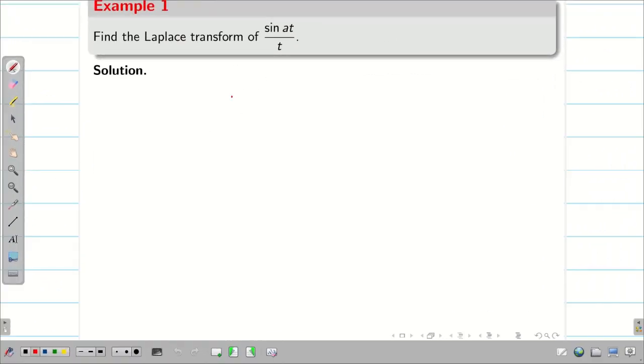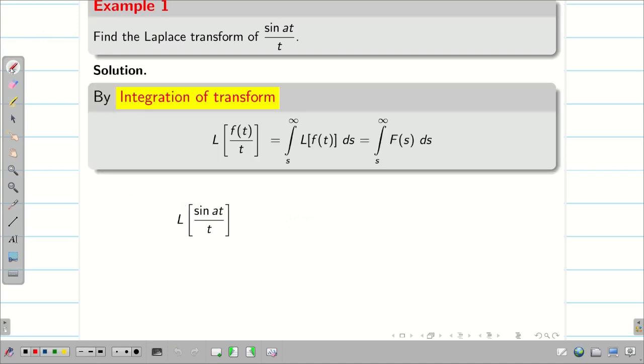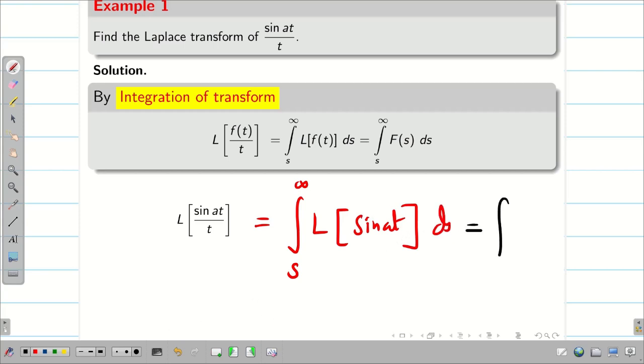Find the Laplace transform of sin at divided by t. So now we have t in the denominator, so we have to use the formula integration of transform. Therefore, L of sin at by t, I can write it as integral s to infinity L of sin at ds. And we know that L of sin at is a by s square plus a square, ds.